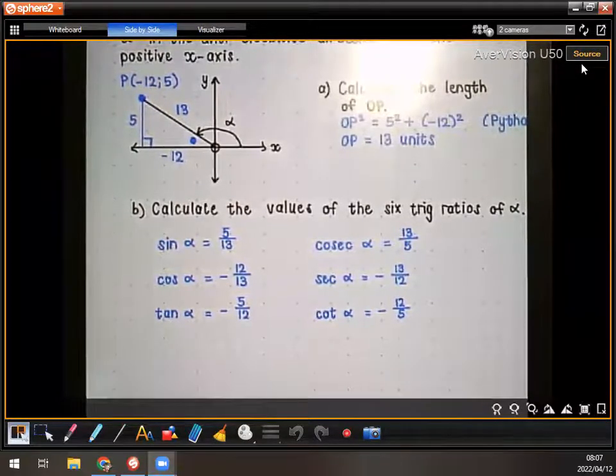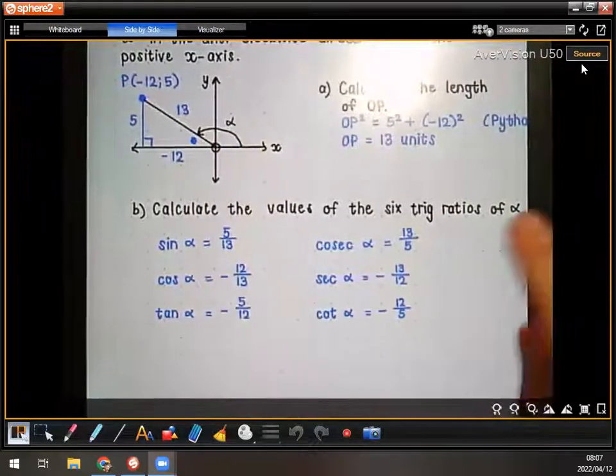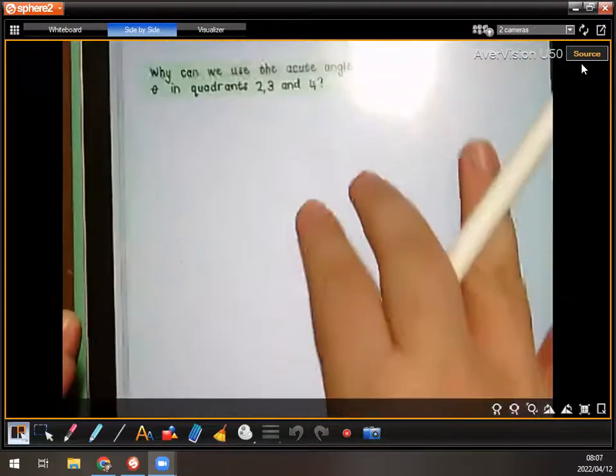Okay, I just want to do a little note on why we are allowed to use this angle when we're finding the trig ratios, even though it's asking for the trig ratios of the obtuse angle. All right, so that is on the next page. So I just did a little heading.